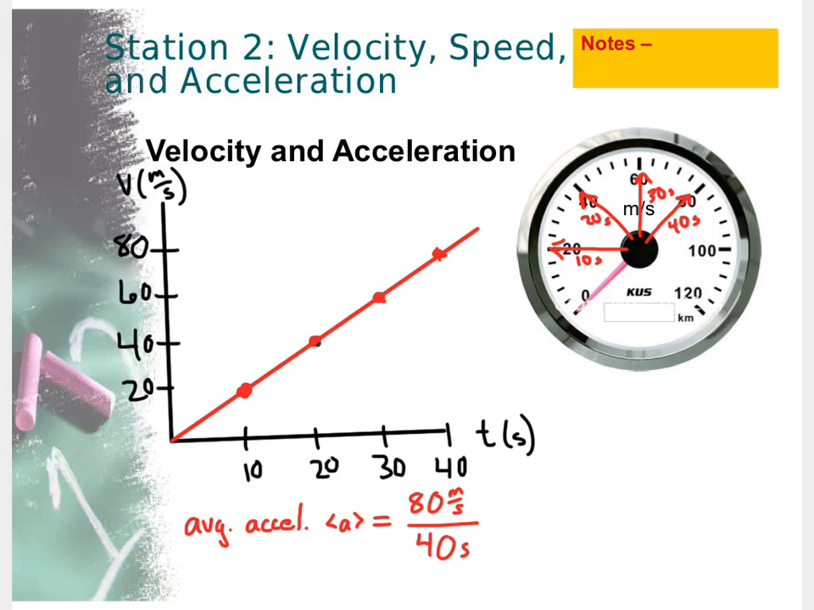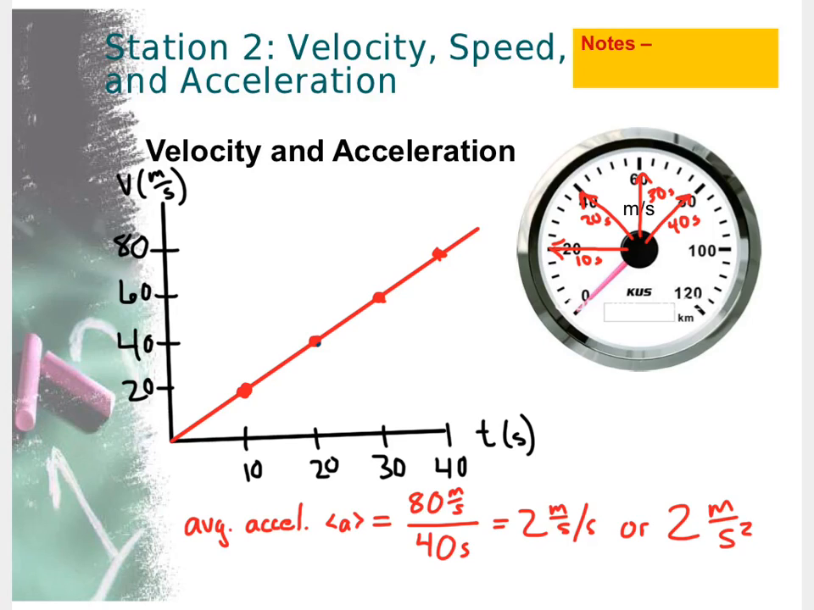And the average acceleration that I experience is the change in velocity divided by the change in time. Change in velocity is 80 meters per second, and the change in time, excuse me, is 40 seconds. So I can say that my average acceleration is 2 meters per second every second, or I can say 2 meters per second squared.